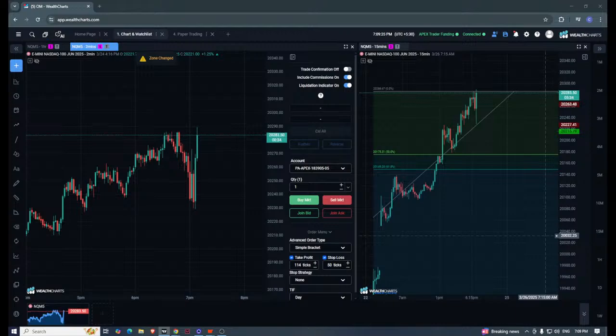Gold is spiking right now. Just went to 3021. I think it took that liquidity and might come back up.